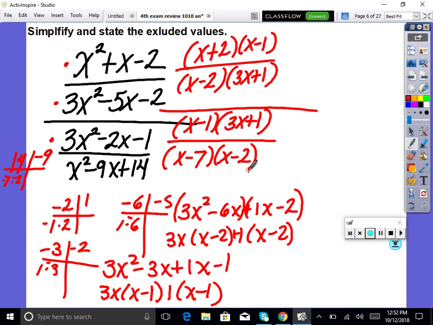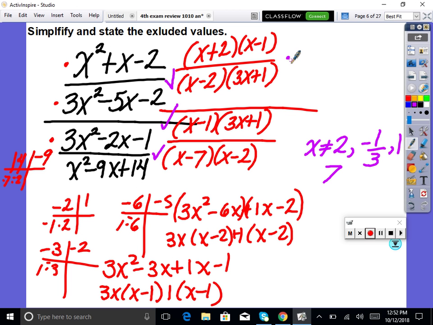Now remember, with division, you do have that extra place to restrict. I've got to restrict here, here, and here. So let's just write our restrictions right here real quick. X cannot be, for this piece, 2. For this piece, negative 1/3. For this piece, 1. For this piece, negative 1/3, which I've already listed. For this piece, 7 and 2. Alright, so we have a couple restrictions there.